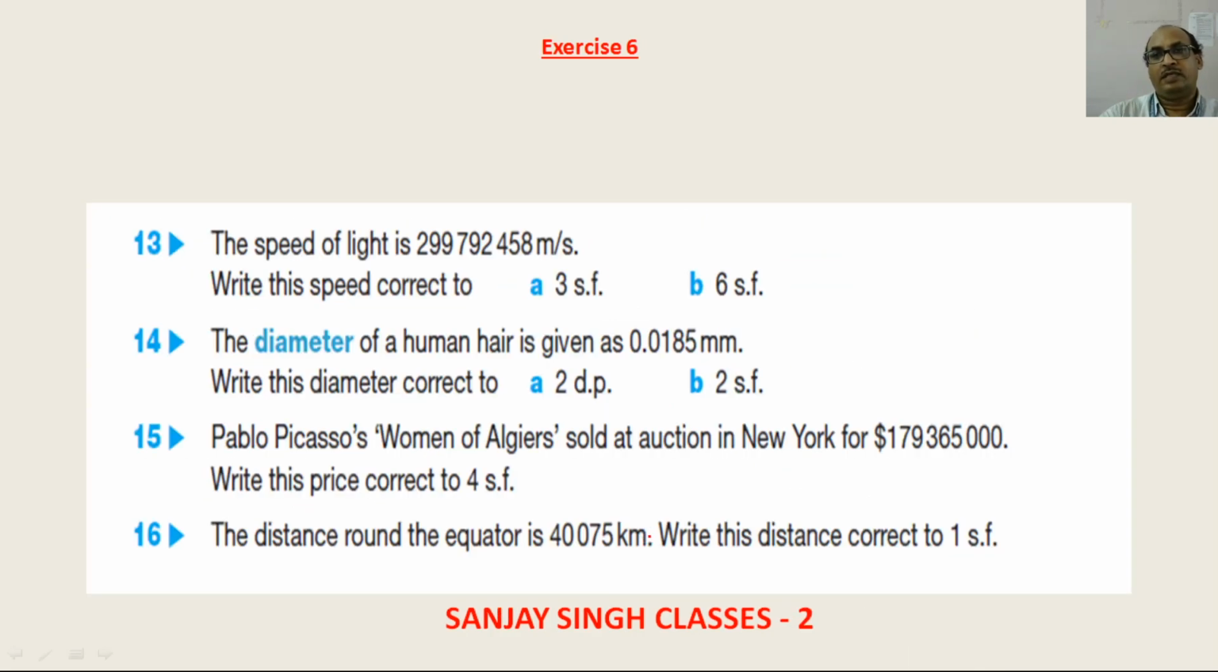Right. Now our question is, write the speed which is given here correct to 3 significant figures. So 3 significant figures means up to only this one. If this 3 significant figure is there, then what will be there? Next one, 7. So 7 is there, and this 7 will make this 9 get added one more. So this 299 will get added with one more. So it will become 300.